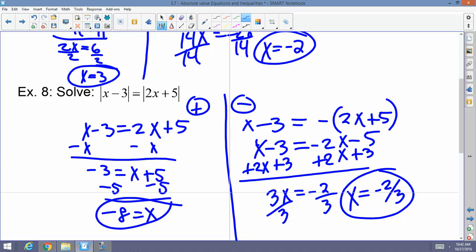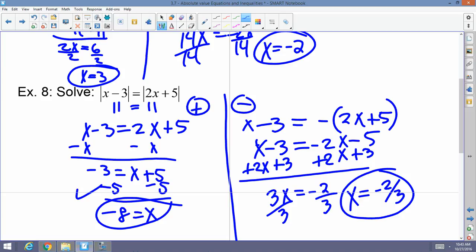Cool? Questions, comments, concerns? Because now I'm going to teach you the real important part of this. Yes, sir, my brother. It doesn't matter which one it goes into. Negative 8, both x's are going to work. Correct. Let's check it. It's negative 8. Negative 8 minus 3 is negative 11. Absolute value of negative 11 is 11. Negative 8 times 2 is negative 16. Plus 5 is negative 11. Absolute value of negative 11 is 11. So that one works.